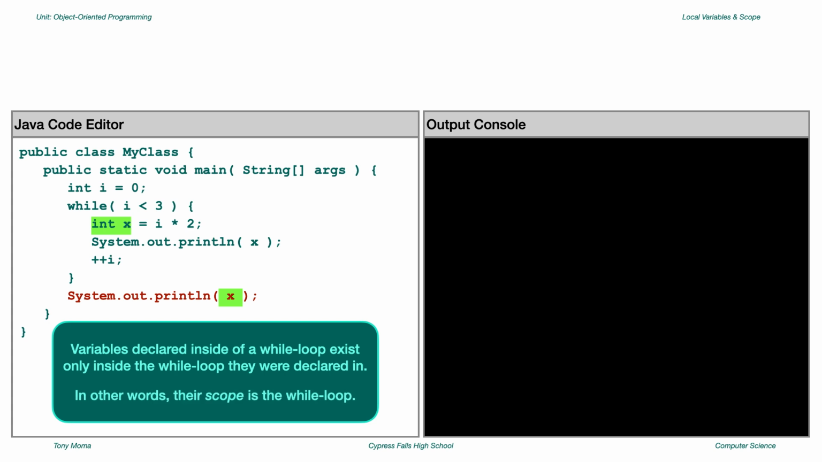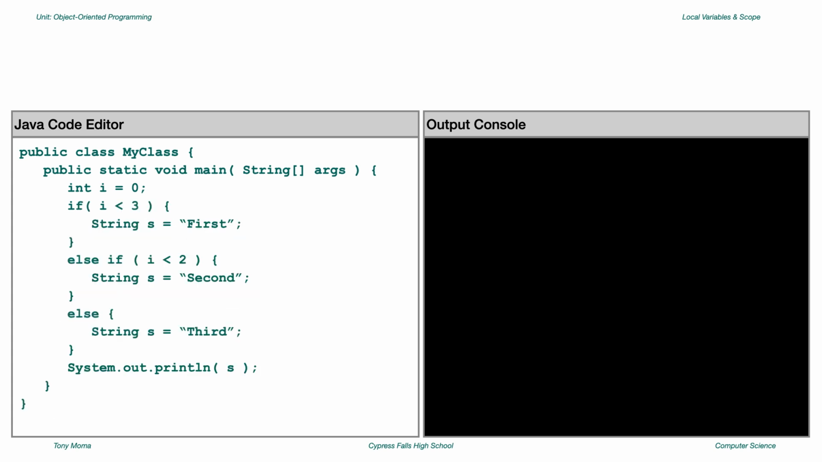Henceforth, trying to access it outside of the while loop will cause a compiler error. Now, consider the following if statement. There are two things to point out about this program.